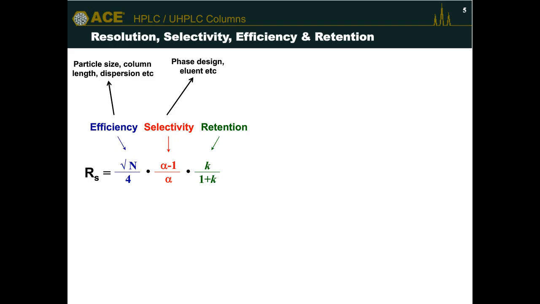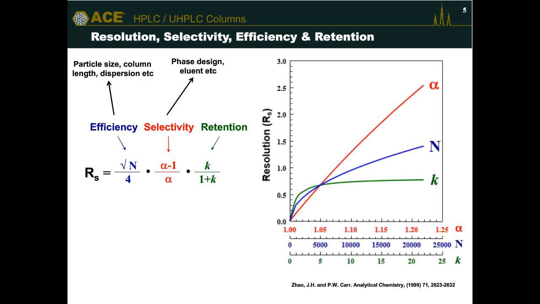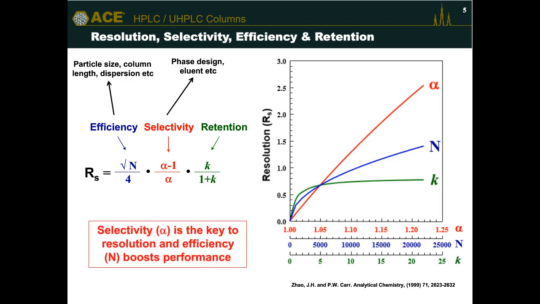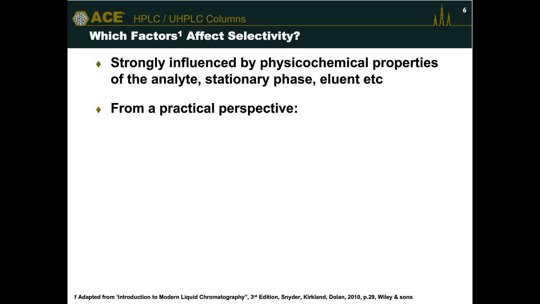When we look at this equation in a graph format, we can see now resolution on the y-axis, and on the x-axis we can see alpha, selectivity, N, efficiency, the number of plates, and k, retention factor. We can see that selectivity really is quite powerful with respect to resolution. In fact, it's the most powerful term in that equation. So selectivity really is the key to resolution, and of course parameters such as efficiency boost the performance of our chromatography. So now we know that selectivity is the most powerful term in the resolution equation.